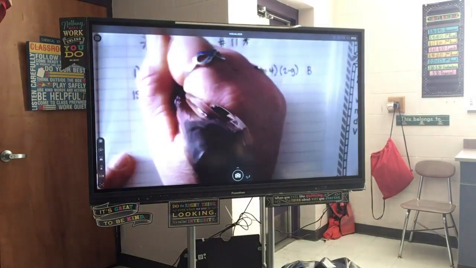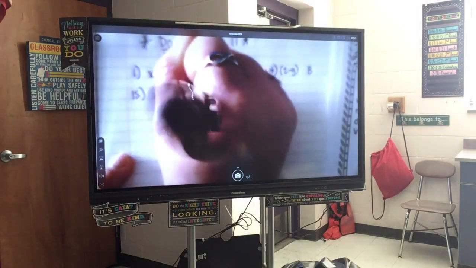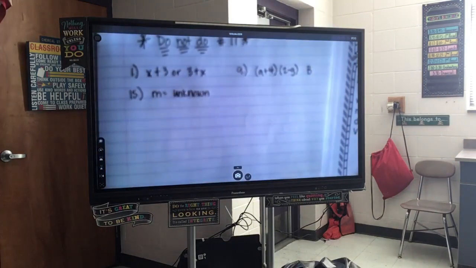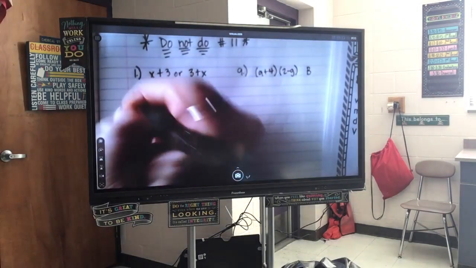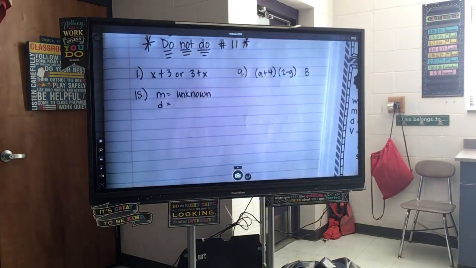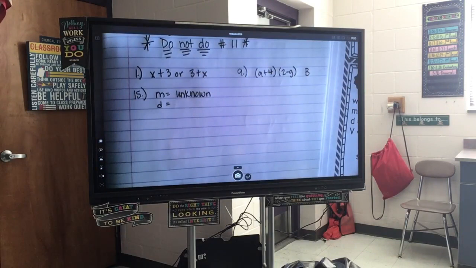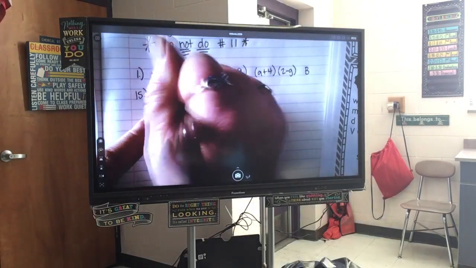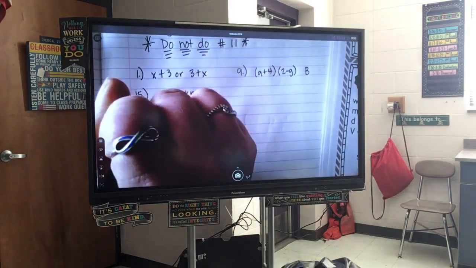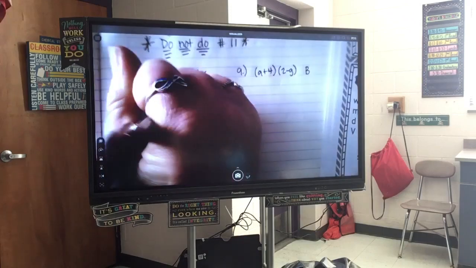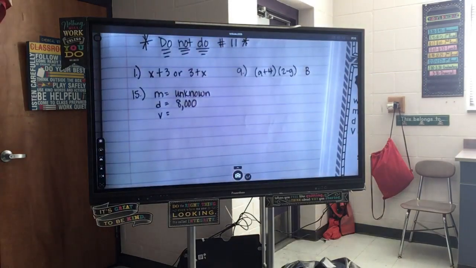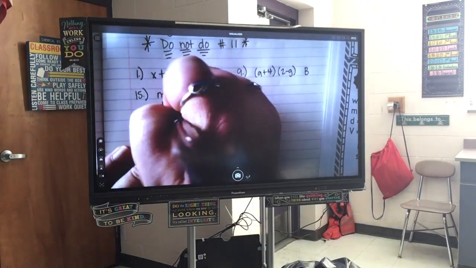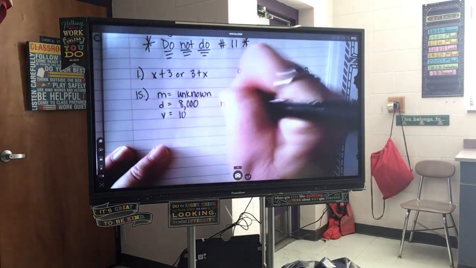M equals the unknown, because we don't know what that equals right now, right? But did it give us the value for D? Yes. It says the mass in kilograms of a steel ball with a density of 8,000. So what does D equal? 8,000. And then a volume of 10. So what does volume equal? 10. And then our equation was this.